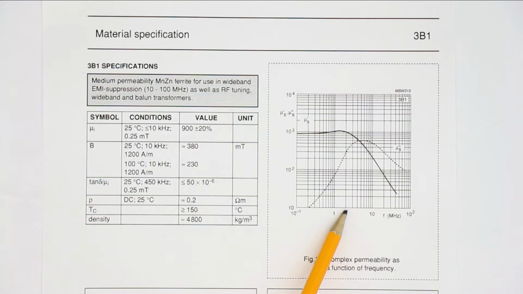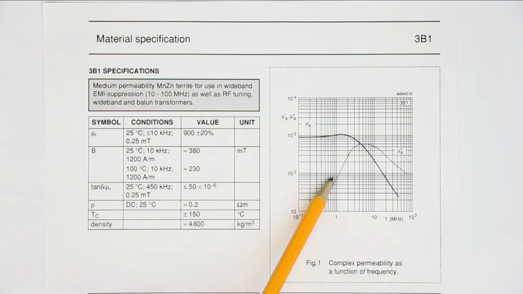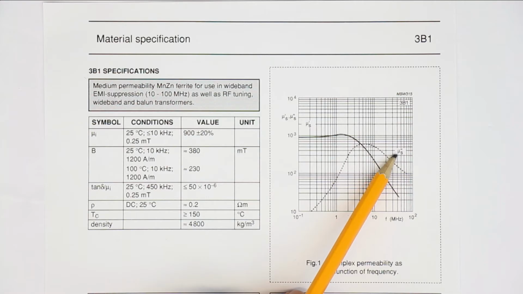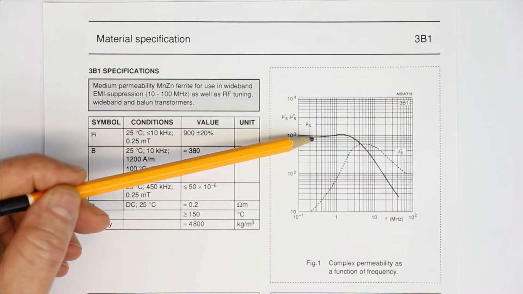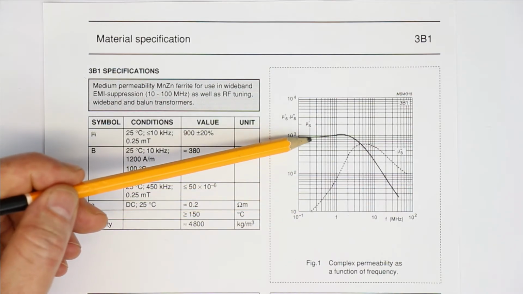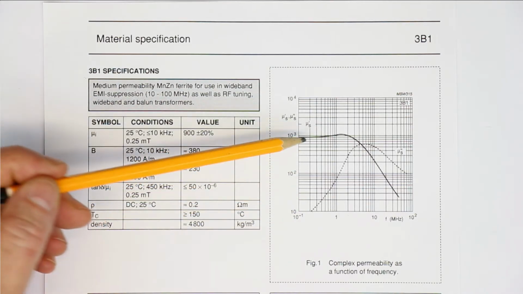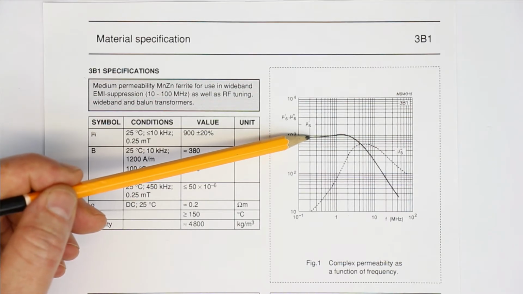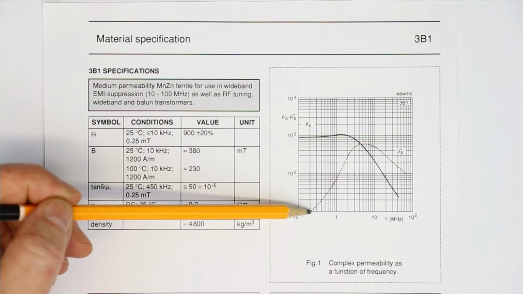But what's much more important is this dashed line, which is designated here as mu s double prime. I don't know how the two hyphens are called here, double hyphen. This is the so-called imaginary part of the permeability. And what interests us is that the magnetic losses in the ferrite are proportional to the distance between the black line and the dashed line.